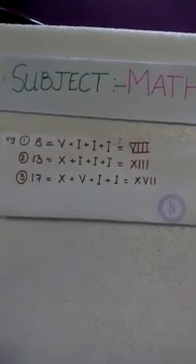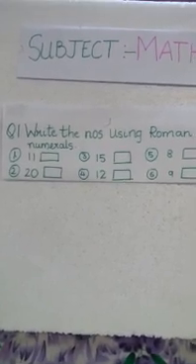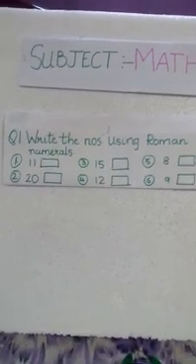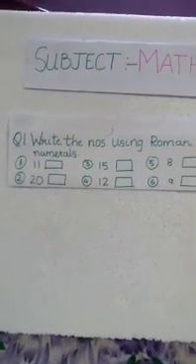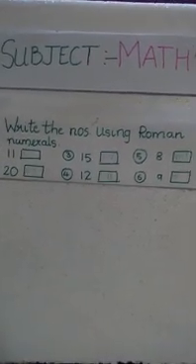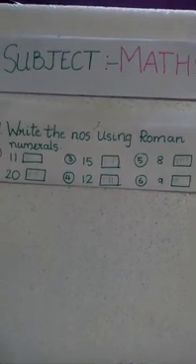Third one, 17. So let's divide it again. X plus V plus I plus I. That is equal to X V I I. Now, you can copy down the following questions and solve them by yourself. I hope everyone has solved it. You can have a look at the answers.